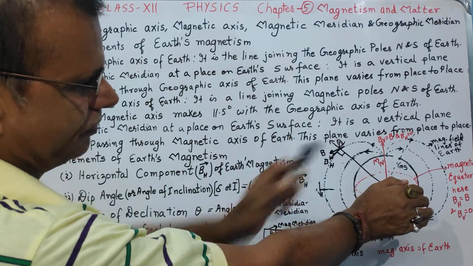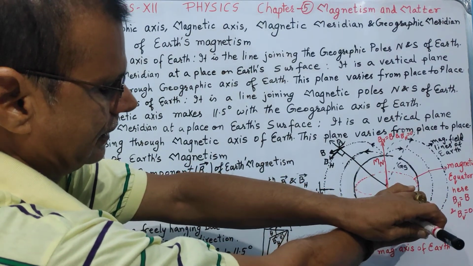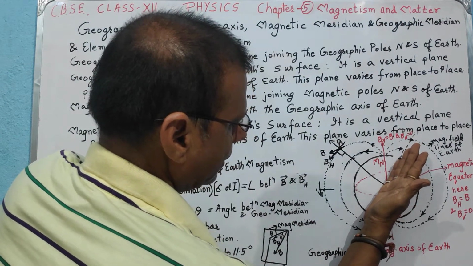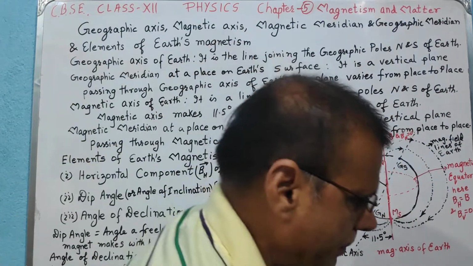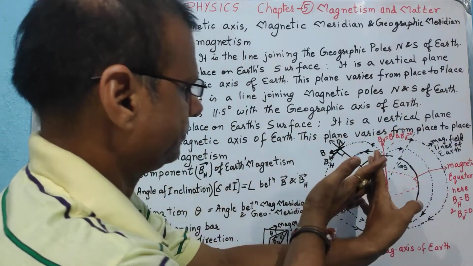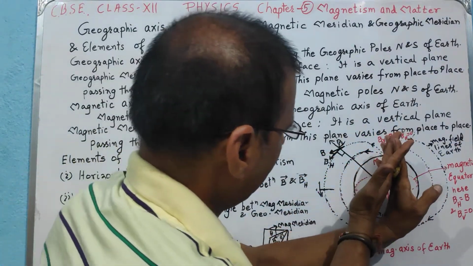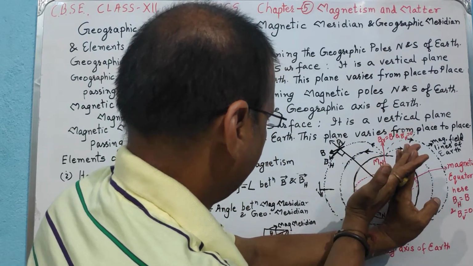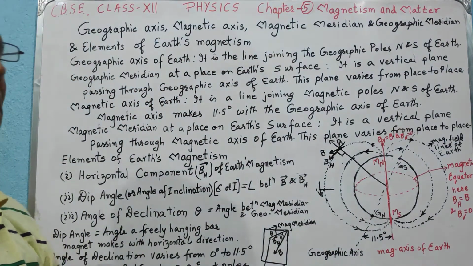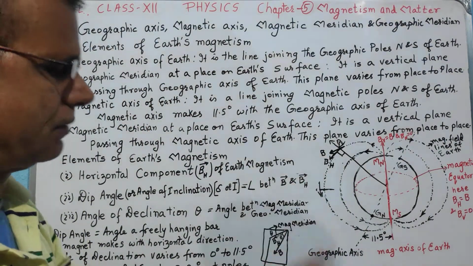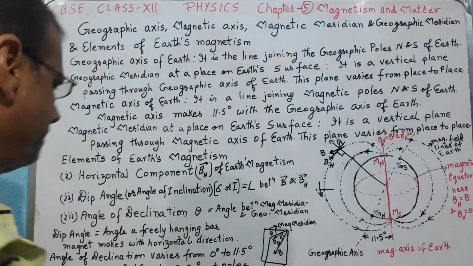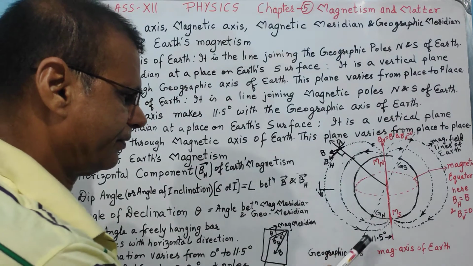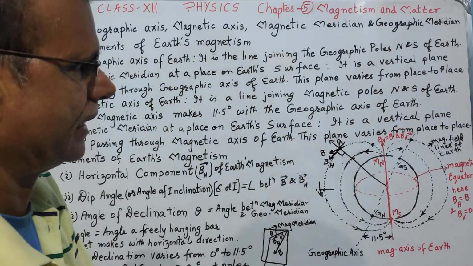if we think about moving over here by 90 degree, then the geographic meridian will be along this palm and the magnetic meridian will be along this palm. So the angle between these two meridians will be 11.5 degree, the maximum angle between these two axes. So that means the angle of declination varies from place to place, and it varies from 0 degree to a maximum of 11.5 degree.